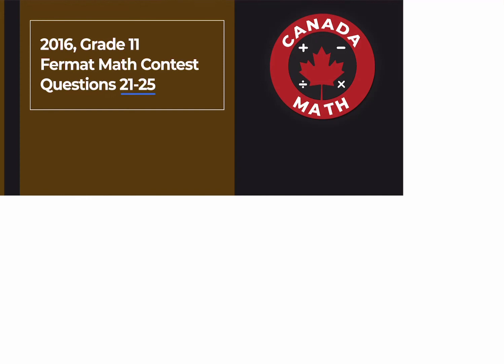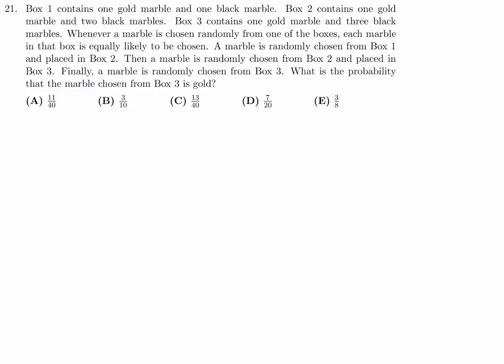Questions 21 through 25 on the 2016 Grade 11 Fermat Math Contest. Box 1 contains 1 gold marble and 1 black marble. Box 2 contains 1 gold marble and 2 black marbles. Box 3 contains 1 gold, 3 black.